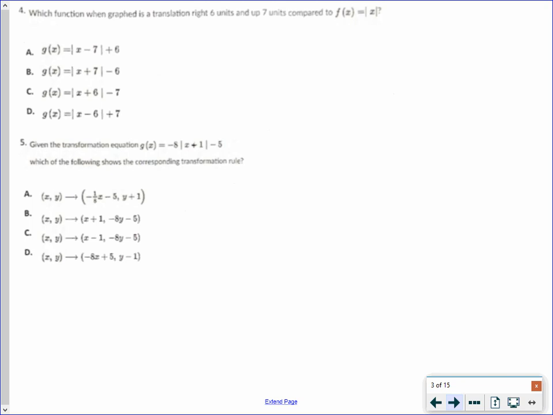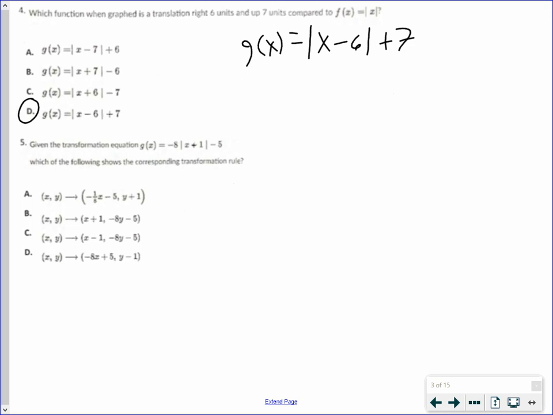All right, number 4. We're asked which function, when graphed, is a translation right 6 units and up 7 units compared to f of x equals the absolute value of x. So let's go ahead and just make what our function should be. So our g of x, we're told we want a translation right 6 units. So we want the absolute value of x minus 6. And we want to go up 7 units, so we want our k to be 7. So we want g of x equals the absolute value of x minus 6 plus 7, and that gives us answer choice D.